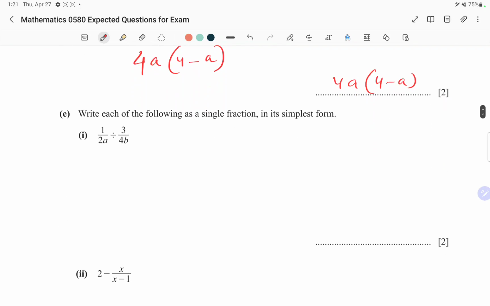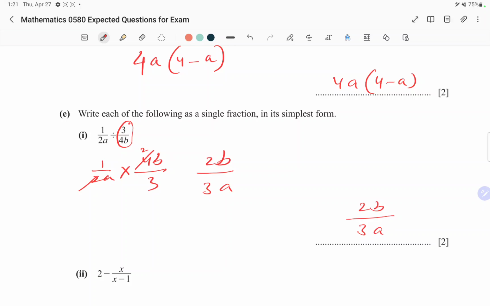Write each of the following as a single fraction in the simplest form. So this is 1 over 2a. Now this division sign you have to just convert in multiplication, and then a over b will be b over a, like 3 over 4b will be 4b over 3. Now this 4 and this 2 can cancel, so here it will be 2. So 2b over 3a you will get. 2b over 3a.